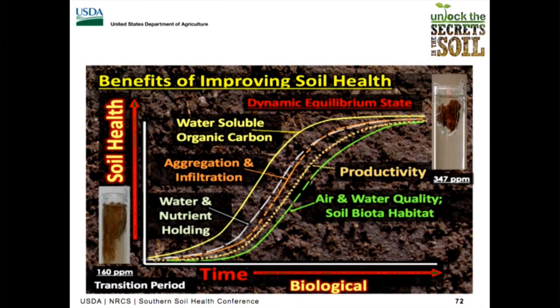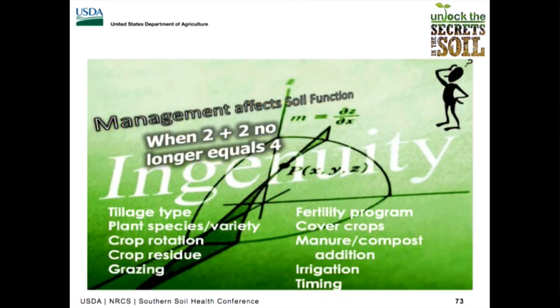And that's all we're trying to do with soil health. We're trying to build the dynamic equilibrium state, trying to build the amount of water-soluble organic carbon that feeds the biology. We're trying to build aggregation and infiltration, water and nutrient holding capacity, and productivity is going to come up with all of that. So just use a little bit of ingenuity and know that management affects soil function. And that's all I have to talk about.